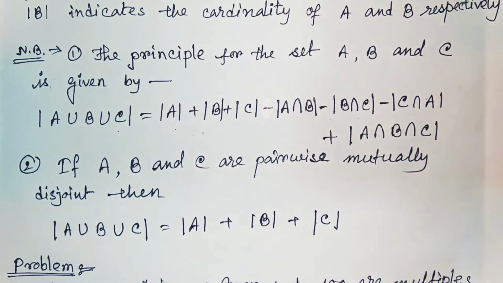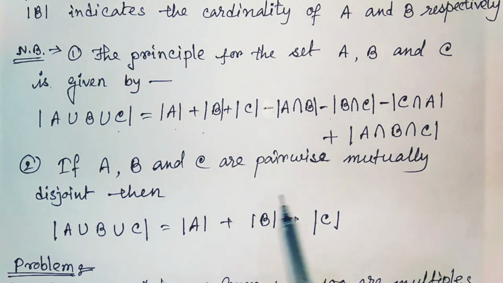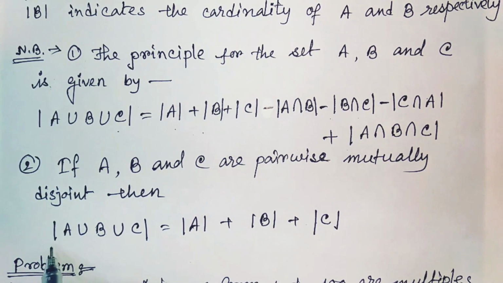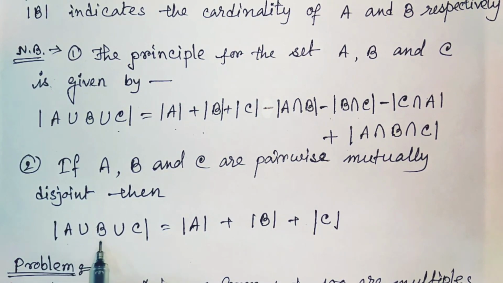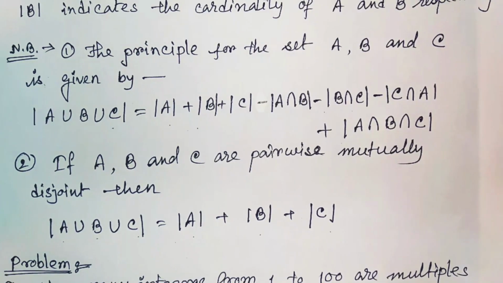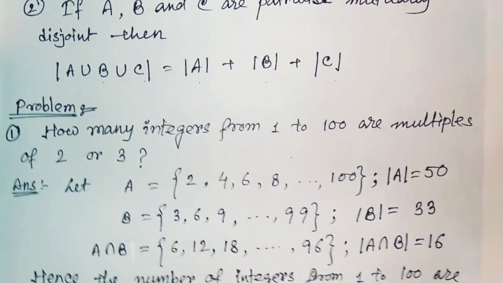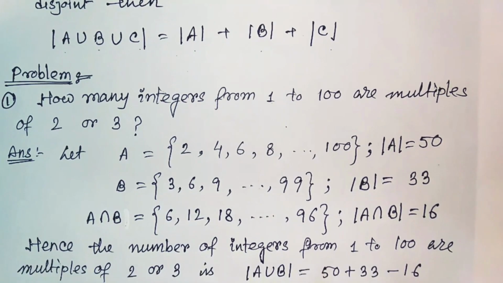Another thing which again should be noted: if A, B and C are pairwise mutually disjoint, then the cardinality of A union B union C is equal to cardinality of A plus cardinality of B plus cardinality of C. That's all. Now, here is one related problem of this principle of inclusion-exclusion.